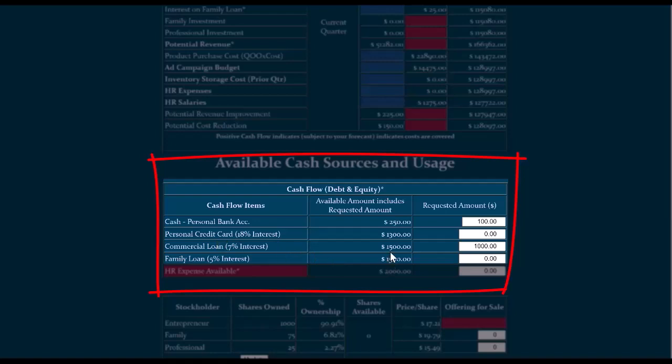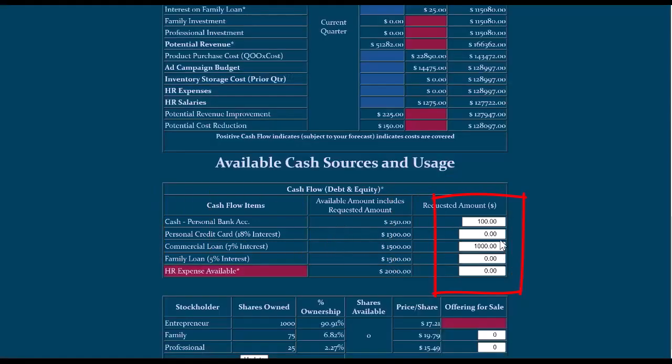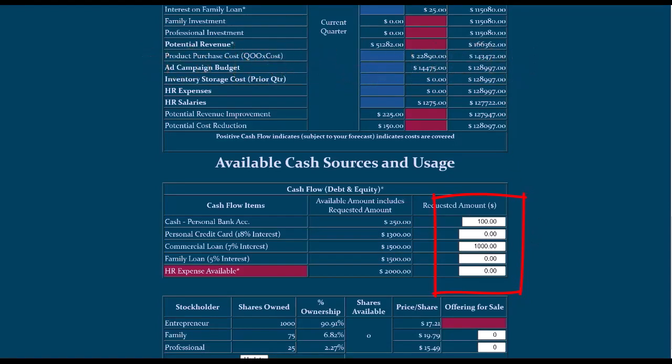We can borrow commercial loans. We can get a loan from our family, and so on. So these represent, if you will, safety nets where we can go out, borrow capital from the various sources, and add to our cash flow.